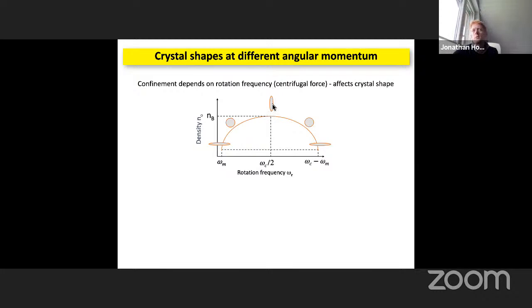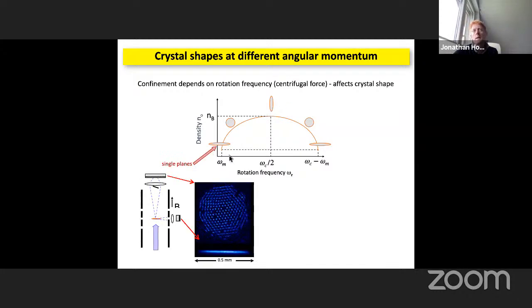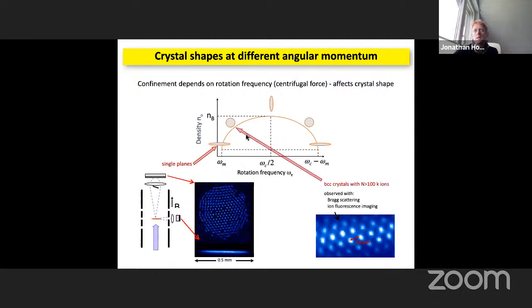Okay. So 2 cases John has used: one where they have the system rotating close to the magnetron frequency, where they get single planes of ions. And I'll show you a bit more of that in a second, how they do that. Here is a top view of the ions, and you see this nice lattice structure. Here's a side view, and you see that it's a flat lattice. It's a 2-dimensional structure. They've also worked in the past with systems in an intermediate regime where they form 3-dimensional crystals. These are body-centered cubic crystals with numbers of ions on the order of 100,000, where they were able to observe this through fluorescence and through Bragg scattering.